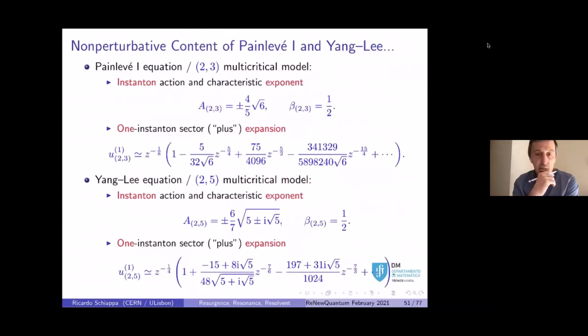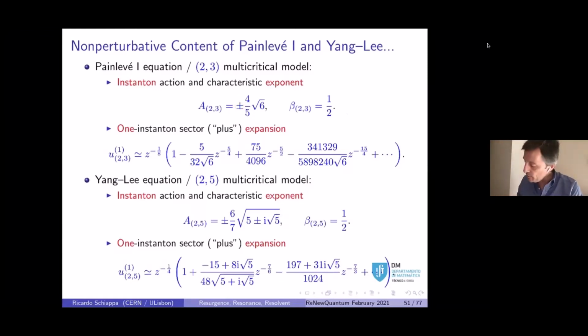If you plug this back into the examples that we already discussed, without surprise, there's the plus and minus instanton actions I have. That's the beta for (2,5), and just for completeness, you can compute here the one-instanton expansion around the plus instanton action.